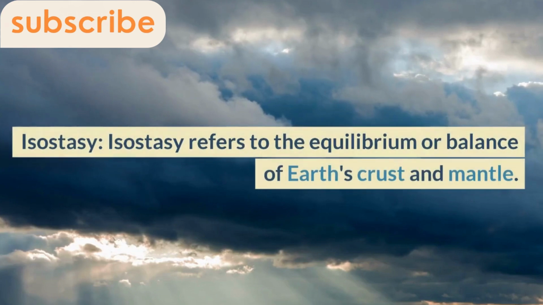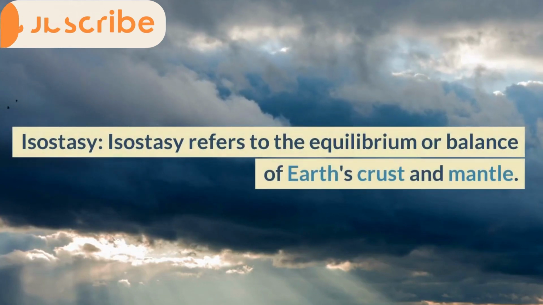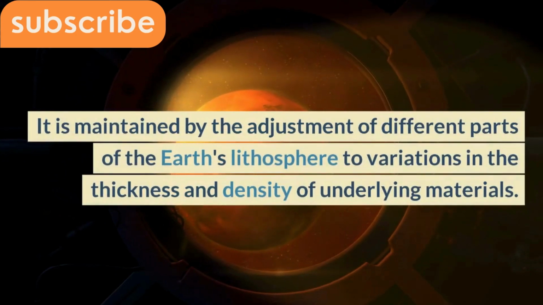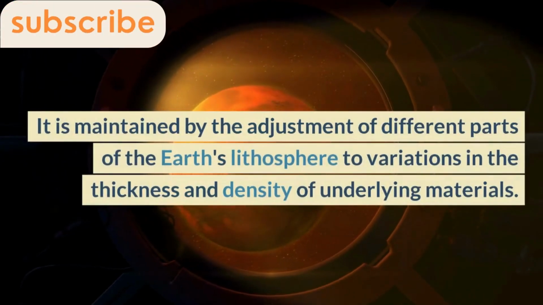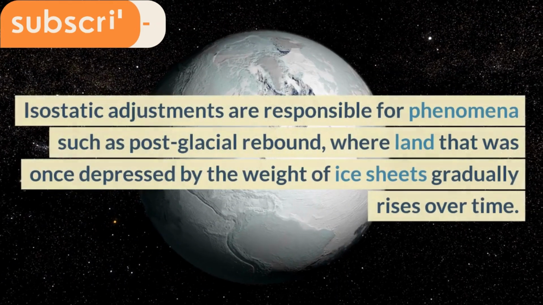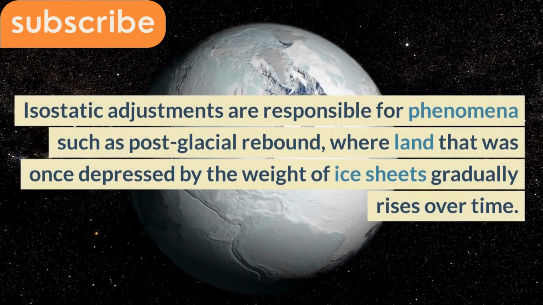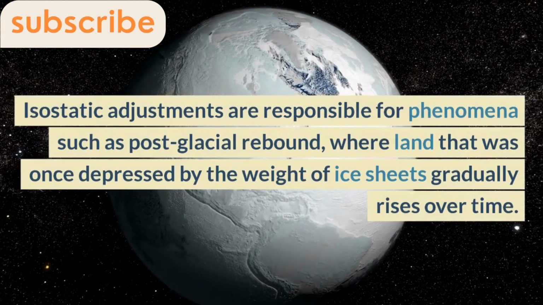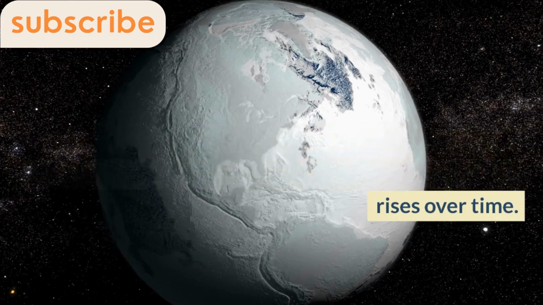Isostasy. Isostasy refers to the equilibrium or balance of Earth's crust and mantle. It is maintained by the adjustment of different parts of the Earth's lithosphere to variations in the thickness and density of underlying materials. Isostatic adjustments are responsible for phenomena such as post-glacial rebound, where land that was once depressed by the weight of ice sheets gradually rises over time.